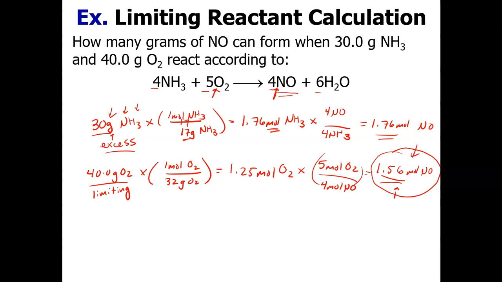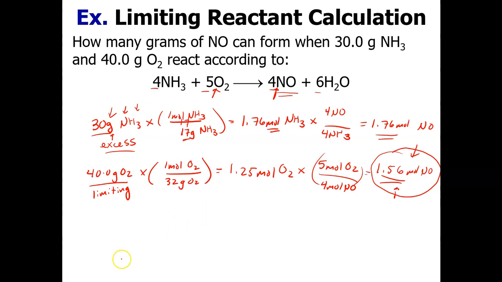We could add more oxygen and make 1.76, but then we would have the opposite problem perhaps, where the ammonia would then be the limiting reagent. Or we could add exactly the amount that we need, and that would be more efficient for our chemical reaction. But that's how you solve this problem.